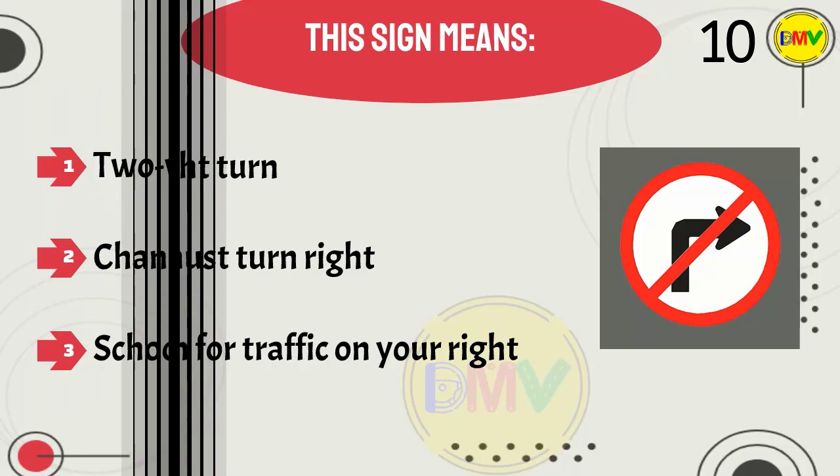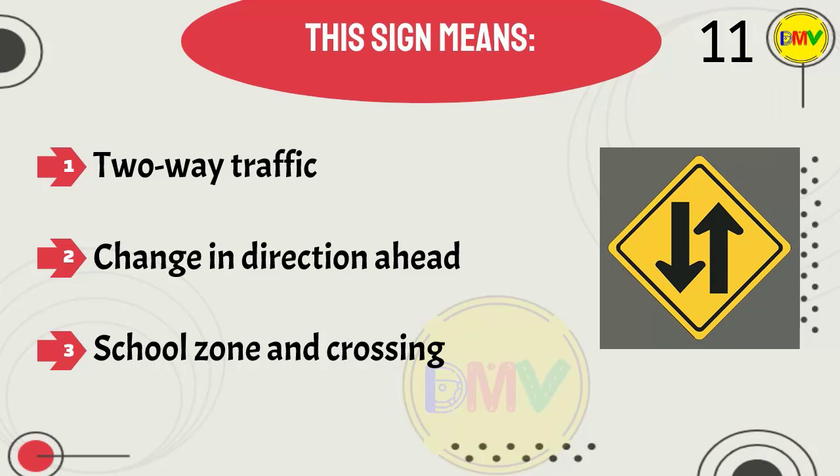The question 11. This sign means 1. Two-way traffic. 2. Change in direction ahead. 3. School zone and crossing. The correct answer is 1. This sign informs drivers that they are leaving a divided roadway and approaching a two-way highway.